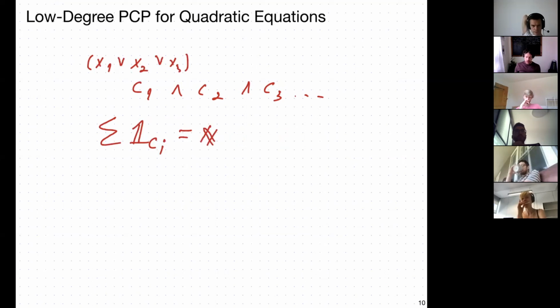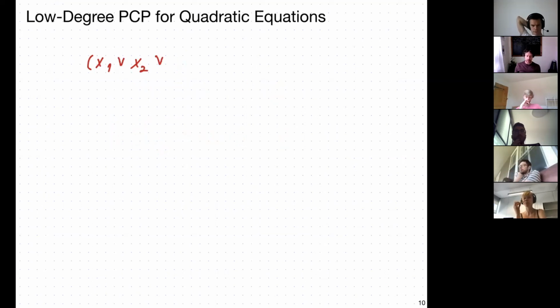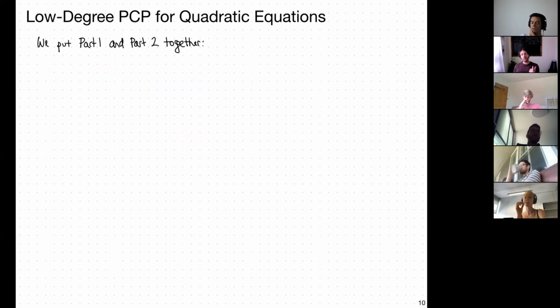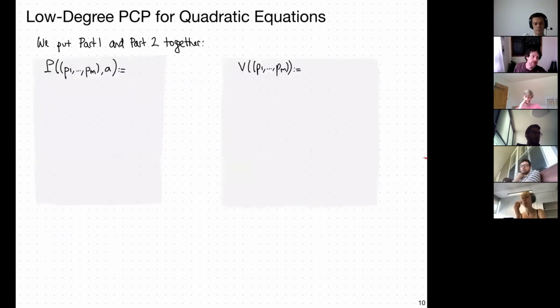And again, if this is not clear, I'd be happy to stay after the lecture and show it explicitly. For our case, I'm just tight on time today. So let me continue with the low degree PCP. What we want to do now is put these two parts that we have together. So how do we do that?